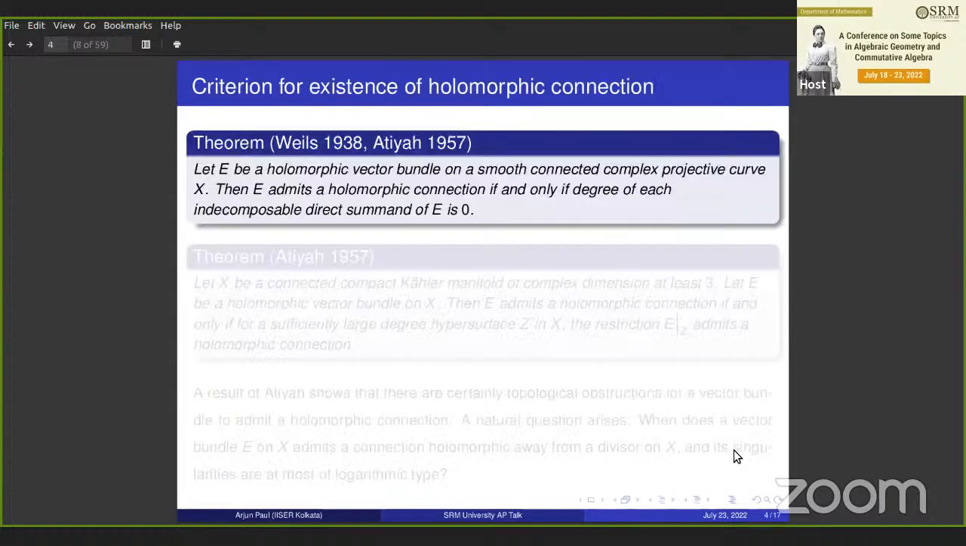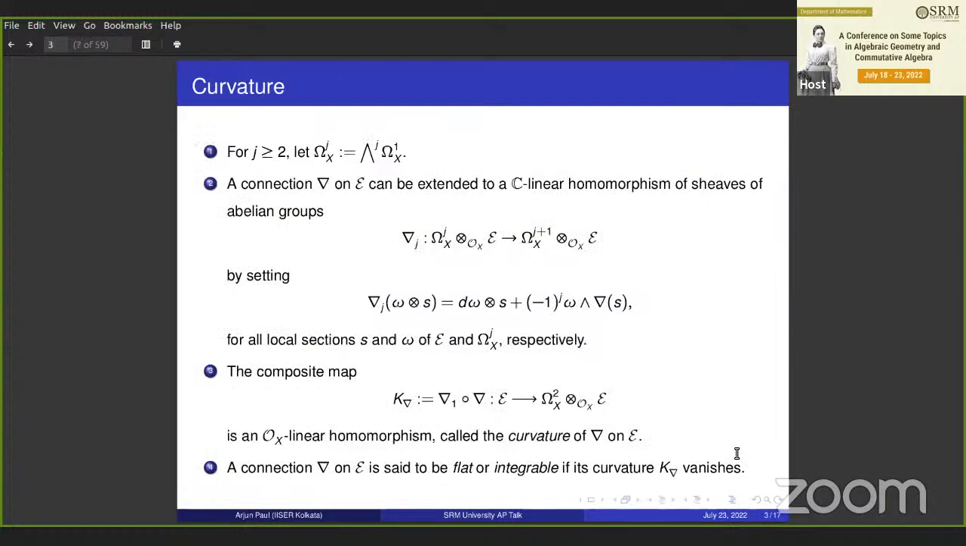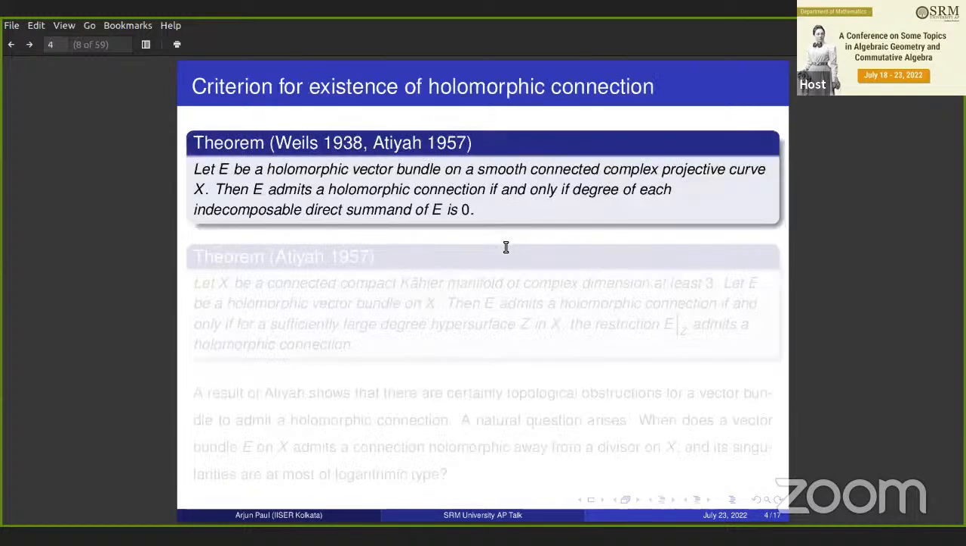So generally, in most of the talk, we will focus only on the cases when E is a locally free coherent sheaf, that means a vector bundle, or mainly a holomorphic vector bundle, and we extend this notion of connection to the case of principal bundles also. Okay. So a well-known theorem of Atiyah is the following. This was actually first proved by Weil, and then Atiyah gave an algebraic proof. So this theorem gives a necessary and sufficient condition for existence of a holomorphic or algebraic connection on a given vector bundle on a compact Riemann surface.